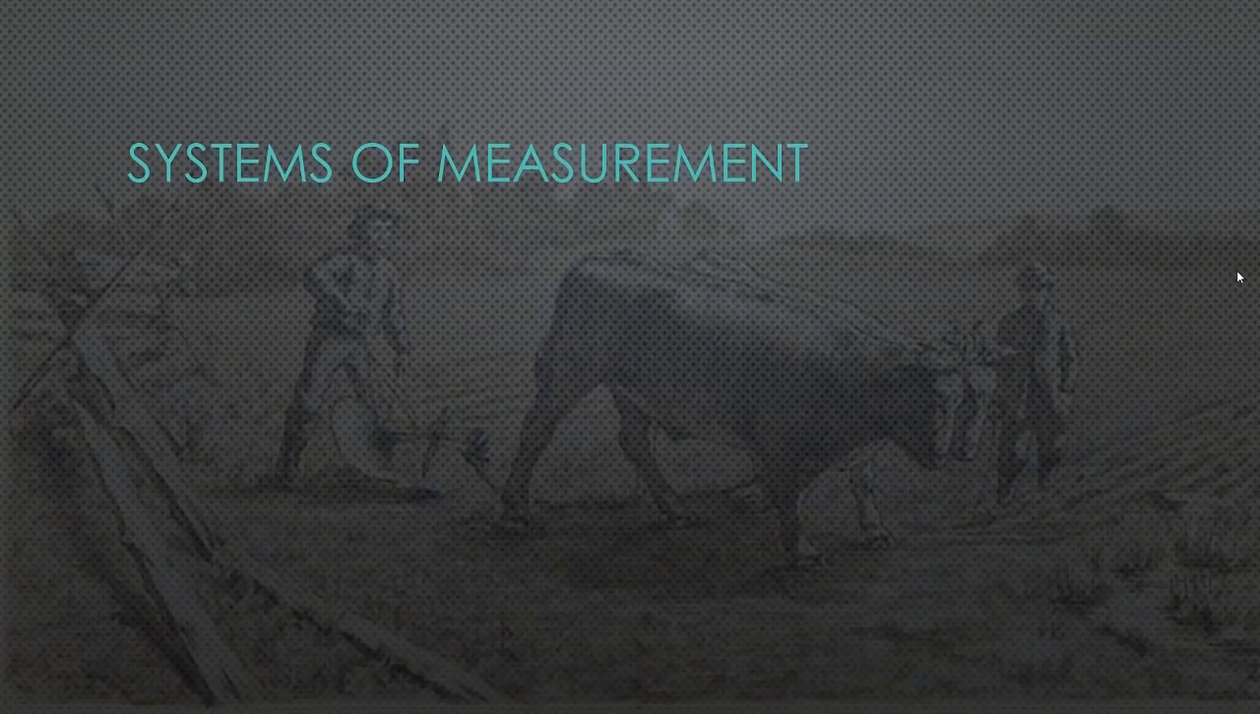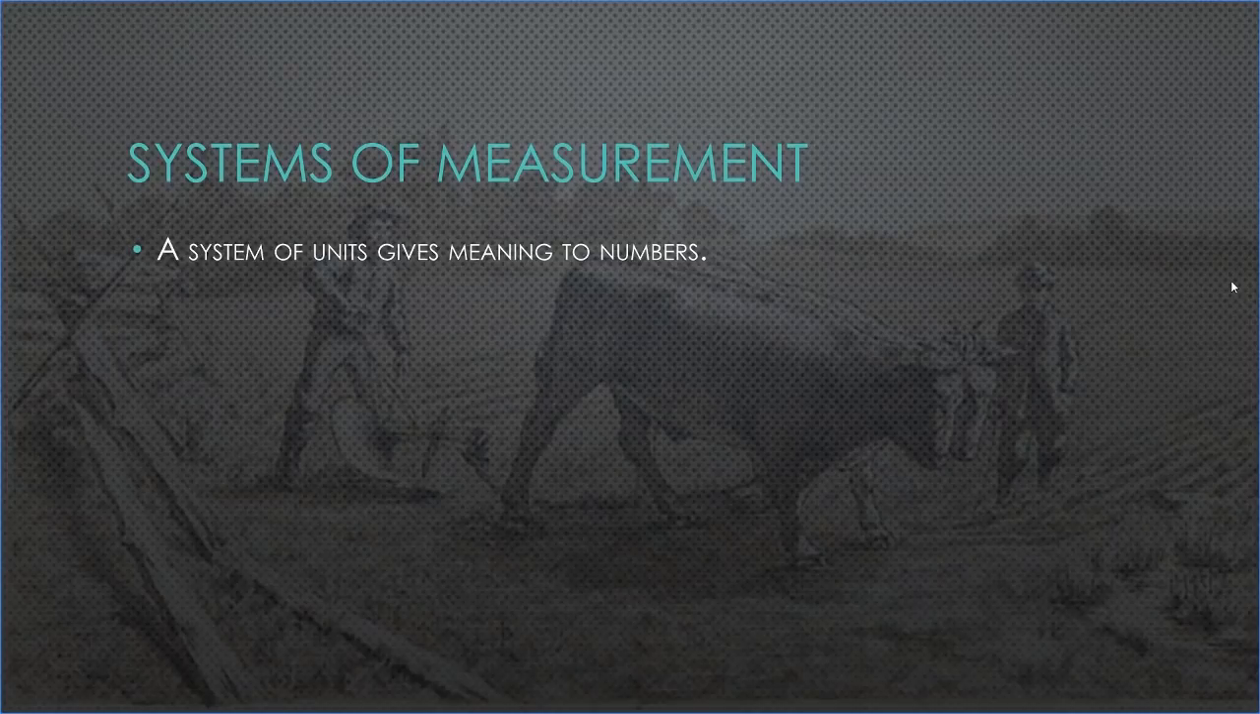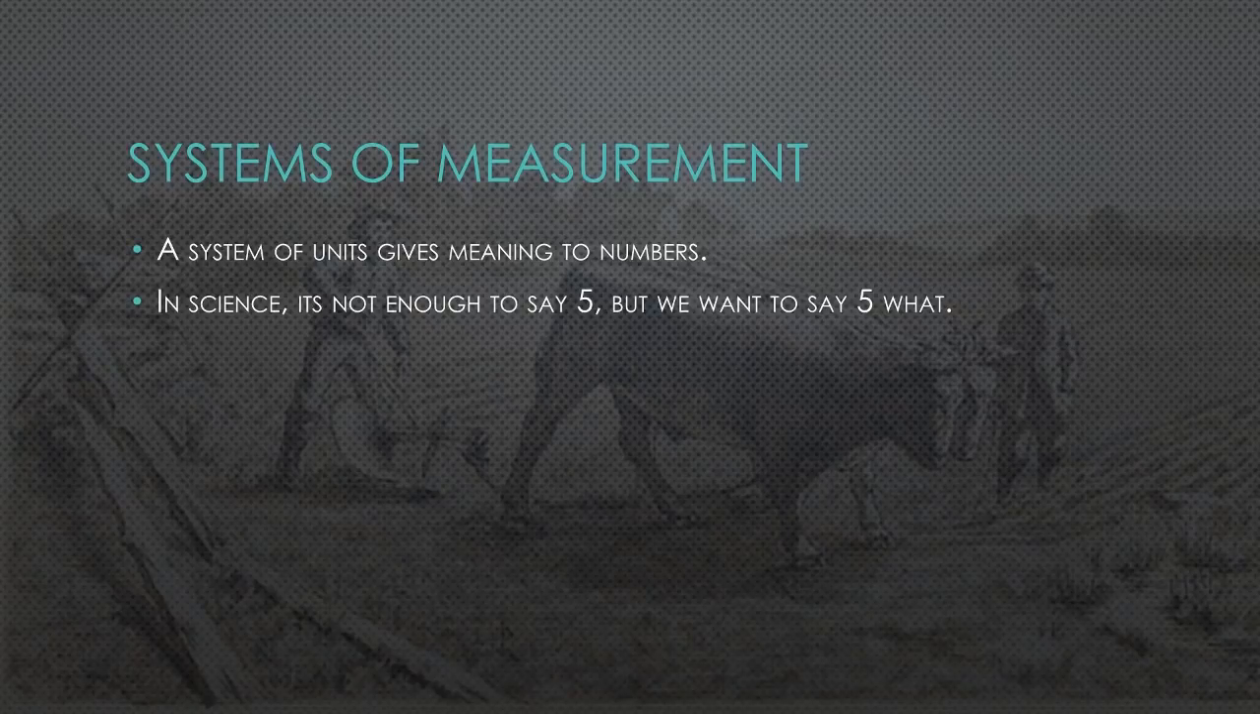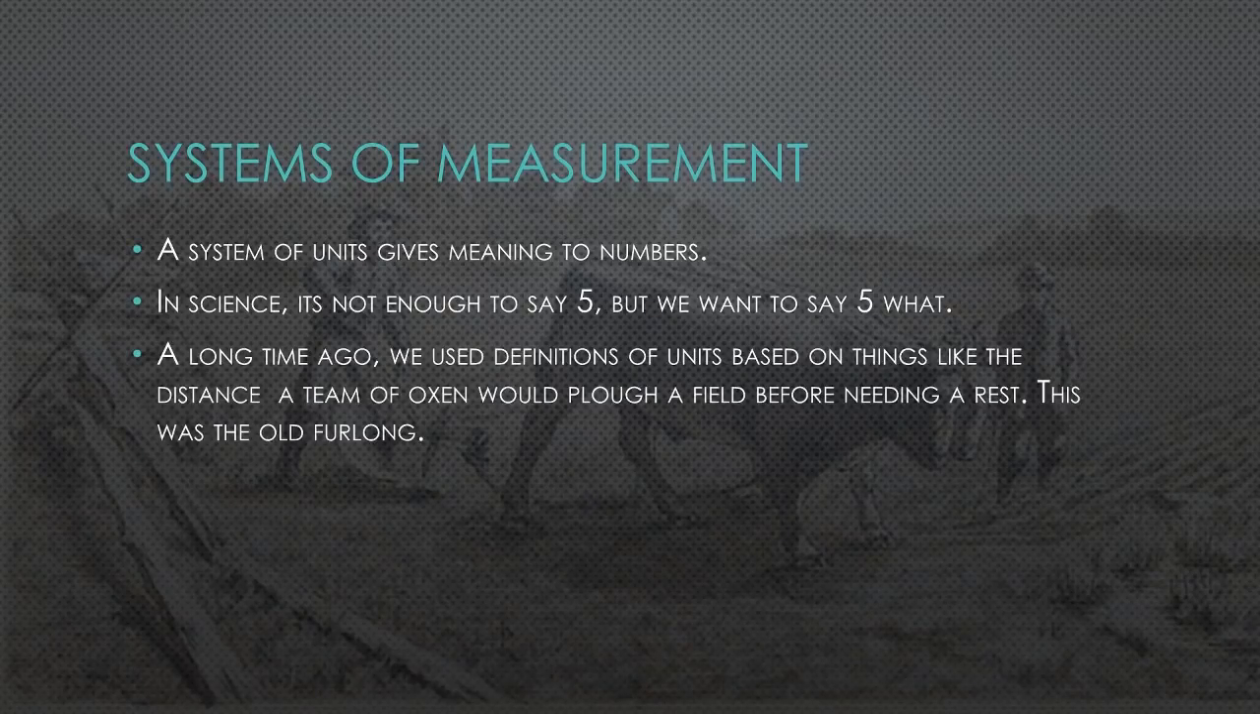So systems of measurements have been around for a long time, actually. Ultimately, a system of units is going to give meaning to whatever the numbers are. So in science, we don't just say that something is 10, we're going to attribute some sort of unit to that, and that unit's going to have meaning. Are we talking about forces? Are we talking about lengths? What are we talking about when we say a number? In science, we really want to know what that number is.